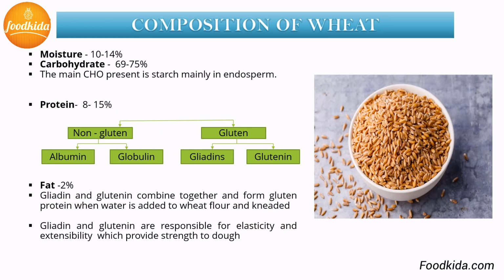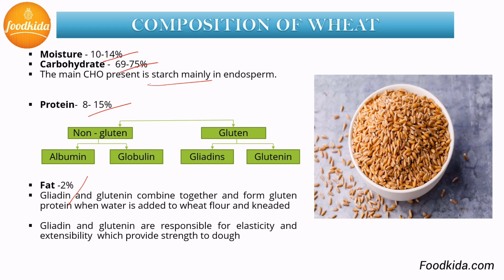Composition of wheat. Different varieties of wheat have different composition, but roughly it contains around 10 to 14% moisture, 69 to 75% carbohydrate, 8 to 15% protein, and around 2% fat. Starch is the main carbohydrate, mainly present in the endosperm section of wheat, and also some soluble sugars and cellulose present in the bran and germ portion.